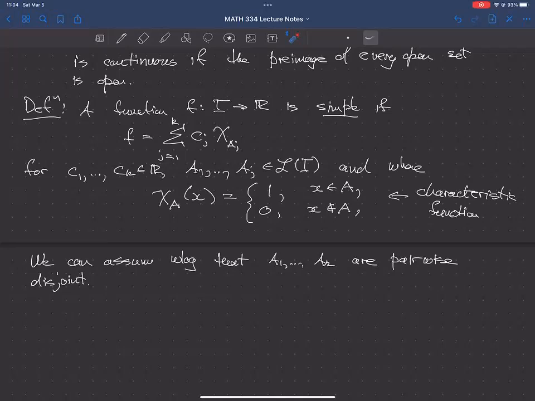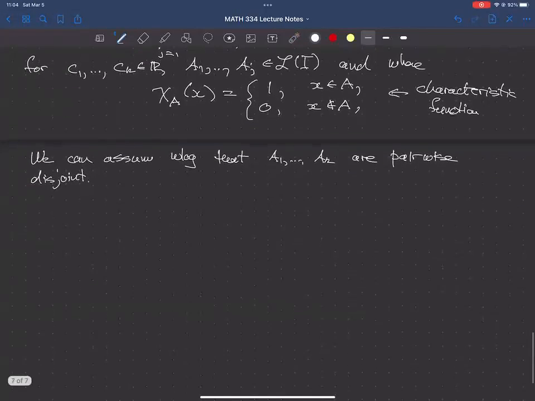So it's easier to visualize in this case where these are pairwise disjoint. The reason that's true is that if they're not pairwise disjoint, then you just partition your sets Aj into bits that don't intersect any other set. Okay, good. So that's what a simple function is.